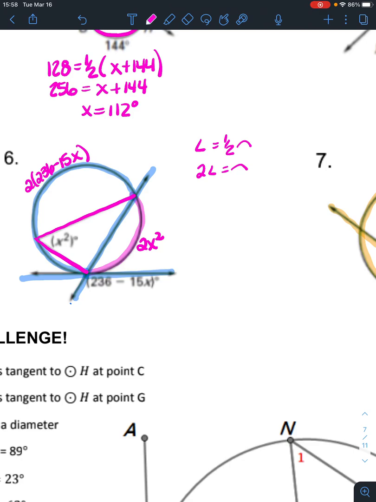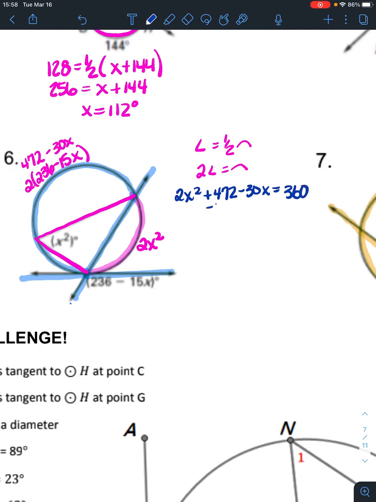So we can do this, so we get that this is 472 minus 30x. Now here's what you want to see. From here, if you notice, that's the whole circle. The blue and the pink, that's the whole circle. Well, that's 360 degrees. So you can take 2x squared plus 472 minus 30x, and that equals 360.